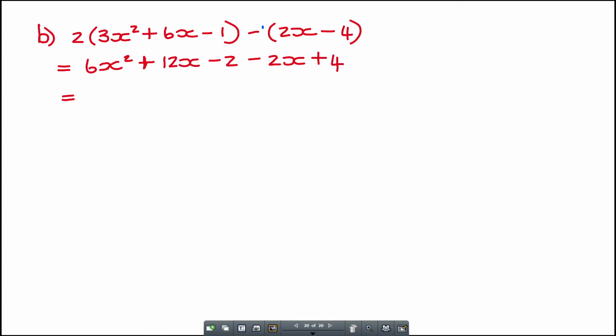In front of that bracket is actually a minus 1. So this minus 1 needs to be multiplied in. Have a look at the signs. It becomes minus 2x and it becomes positive 4. So just make sure you've got the right signs there. Now we look for like terms. So 6x squared didn't have any like terms, so it stays 6x squared. Then 12x minus that will become 10x. And then minus 2 plus 4 will give me positive 2. Okay.